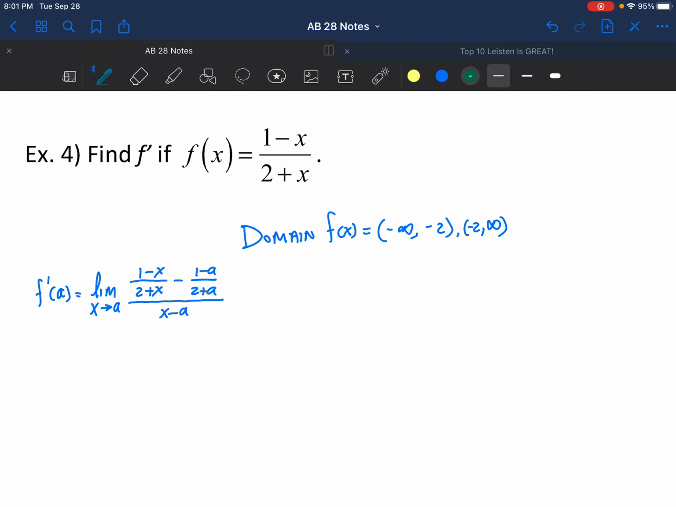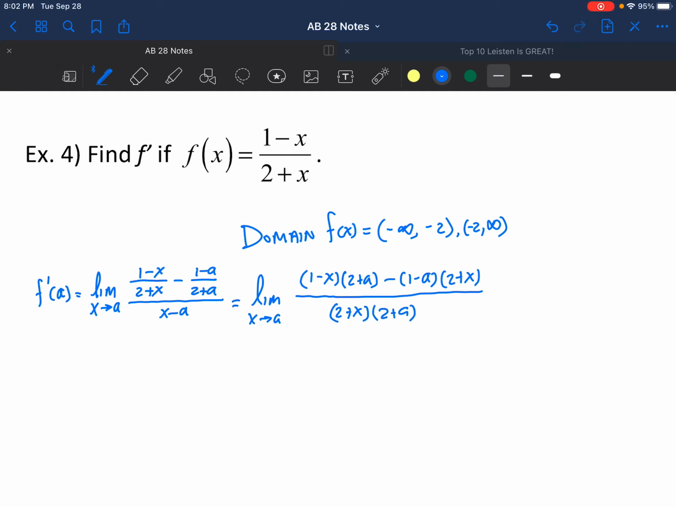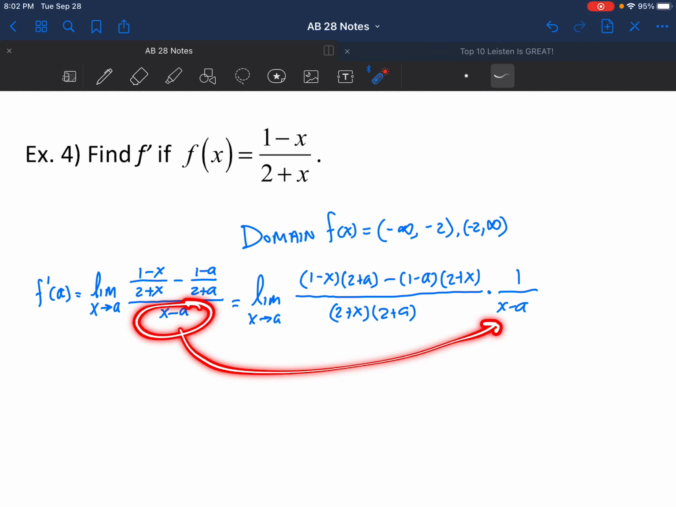I'm going to go ahead and find our limit function. I'm going to do so by getting a common denominator. So make certain that it's clear to you how I'm doing that. To subtract, I'm multiplying the 1 by 2 plus x, and I'm subtracting x multiplied by 2 plus a, all over 2 plus x times 2 plus a. And we still have that, I'm going to write it as 1 over x minus a. Dividing, I've got that statement.